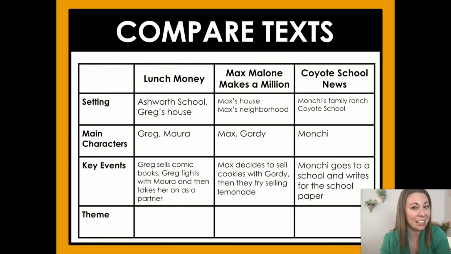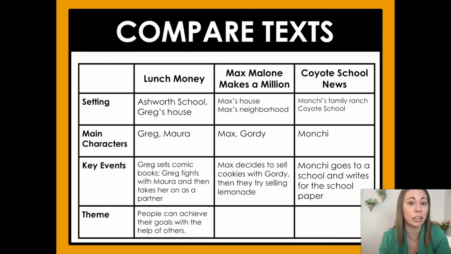So do you know what I'm thinking? I'm thinking about how Greg and Mara had to really work together to be able to sell their comic books. They had to go to the school committee. They had to come up with a plan. They had lots of challenges, but they could achieve their goals with the help of others. So they ended up having to work together and not against each other. So they had to work together to achieve their goals with help also from like Mr. Xenotopoulos.